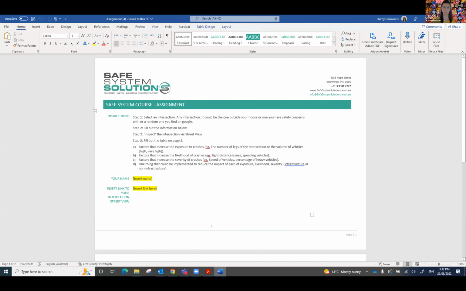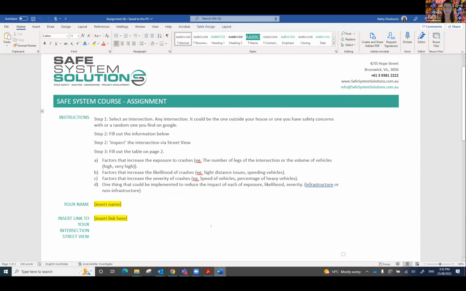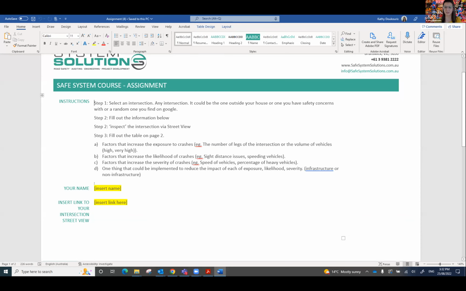There it is, I prepared earlier. And for this particular one, what you can do is you pick your intersection, any intersection, something that you're disappointed with or something that's just local to you and you have some safety concerns, and you fill out the highlighted section. So there's a theme when it comes to assignments, and that is if you see a section that's highlighted, that's what you complete. So you pop in your name and you do a street view link to your intersection.